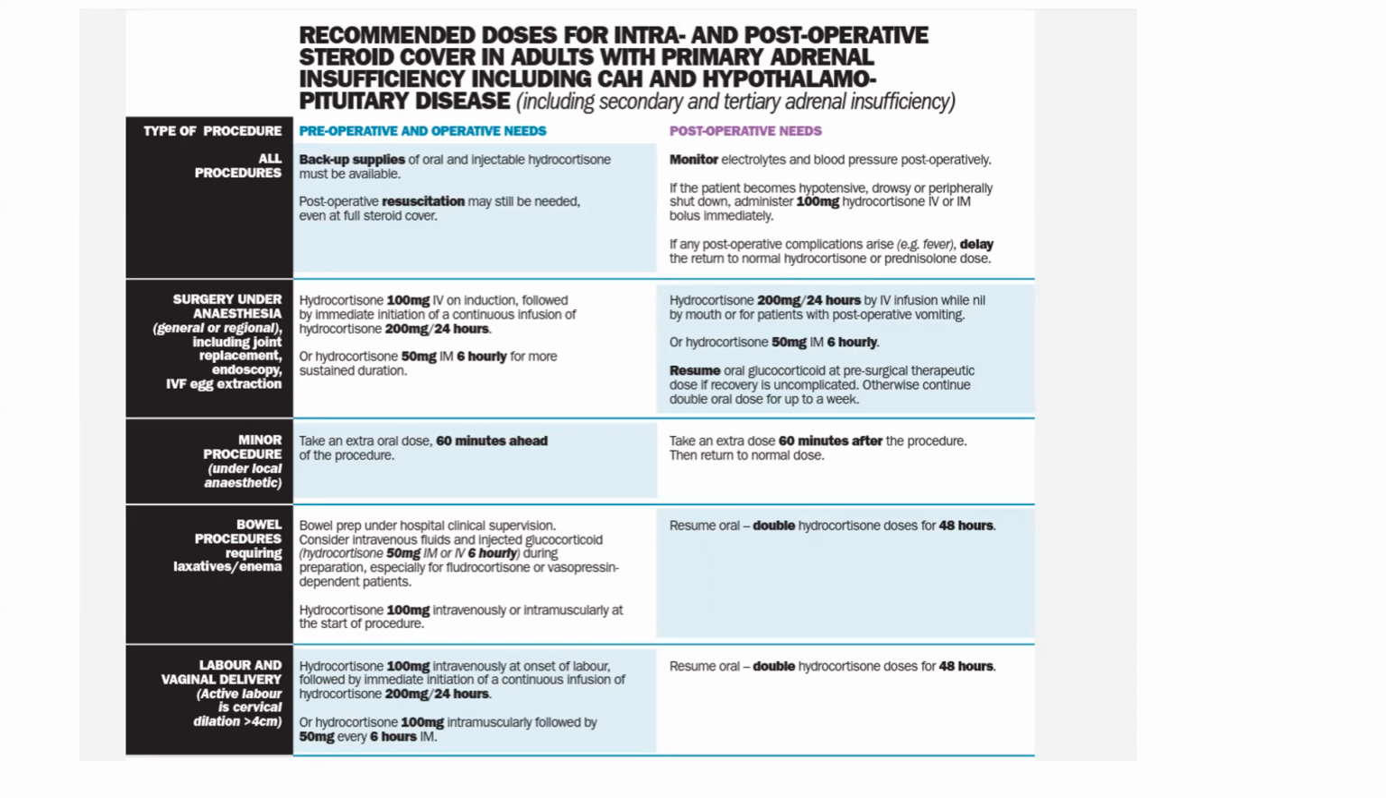Or we can give 50 mg IM 6 hourly hydrocortisone for a more sustained duration, as was the possible answer in this question stem. And post-operatively, of course, we tend to continue the hydrocortisone infusion while the patient is still nil by mouth, or if the patient has post-operative vomiting. Or we can simply switch to hydrocortisone 50 milligram IM 6 hourly. We can resume the oral glucocorticoid dose at pre-surgical levels if recovery is uncomplicated.